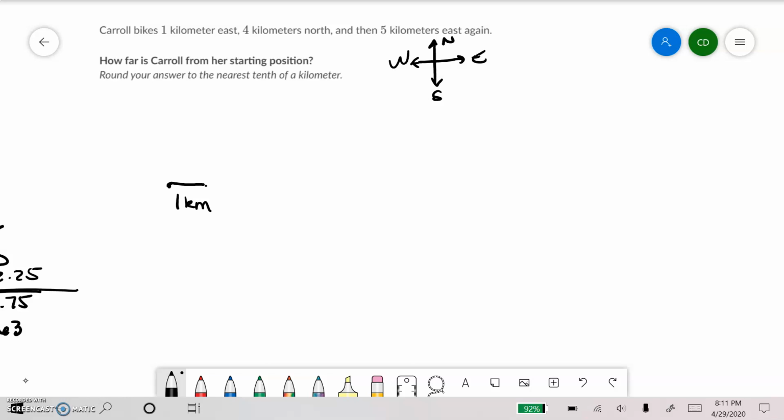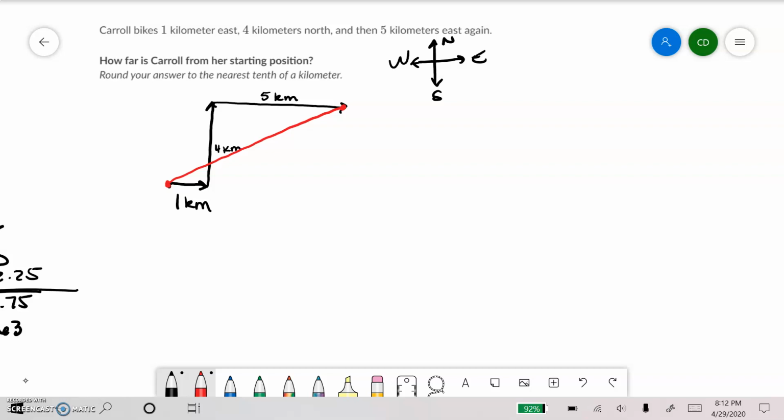So she goes 1 kilometer east, and then she's going to go 4 kilometers north, and then she's going to go 5 kilometers east again. If I wanted to know where she was from her starting point, she started here, she ended here. It's this distance. That's what we want to know. How long is that red line?